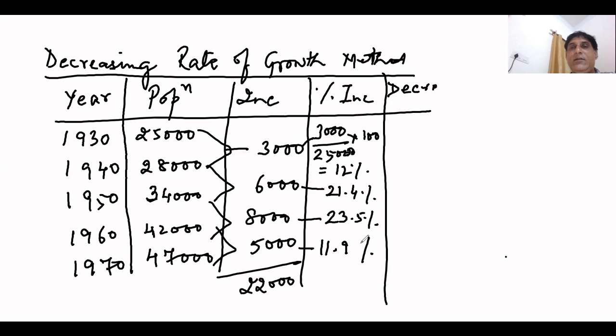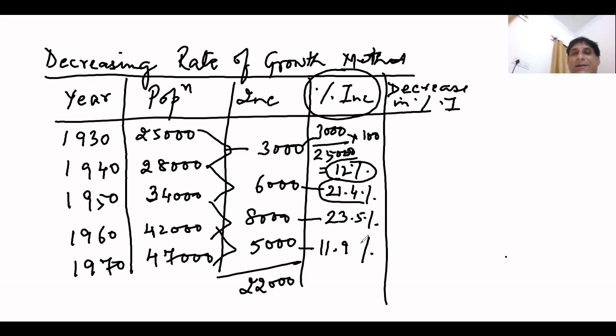Decrease in percentage increase. That means the decrease on this value. The percentage was 12%. It increased to this percent. So now, what was the decrease actually? The decrease for this would be 9.4%. How much was this less than this? So it was 9.4% less, so you would put a minus sign.